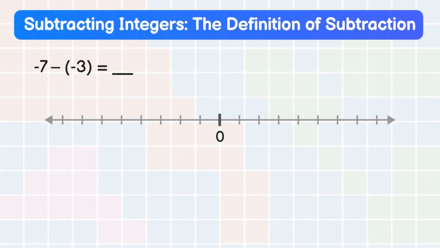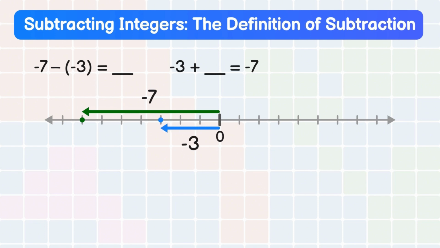One last example. First, we rewrite this as addition with an unknown addend. Next, we start by putting negative 7 and negative 3 on the number line, starting at 0 for each number. Then we ask the question, what number do we add to negative 3, the number we're subtracting, to get to negative 7, the number we're subtracting it from? We count to the left 4 times. So the answer is negative 4.